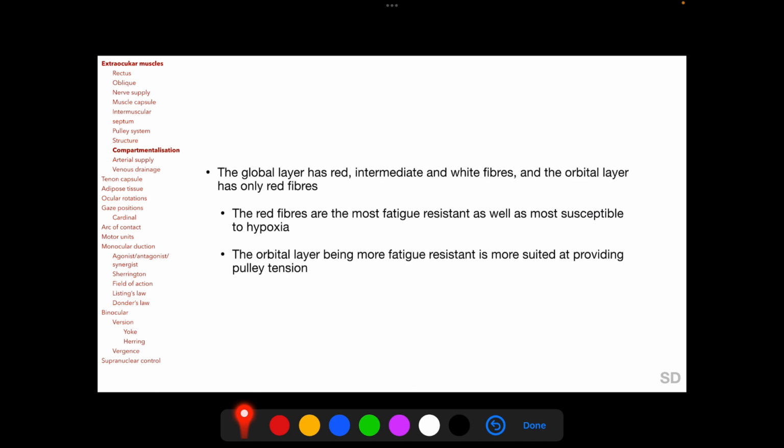And so far as the muscle fibers themselves are concerned, the global layer has red, intermediate and white fibers, and the orbital layer has only red fibers. The red fibers have the highest concentration of mitochondria and thus are the most fatigue resistant as well as most susceptible to hypoxia. The orbital layer, being the more fatigue resistant, is more suited at providing sustained pulley tension.